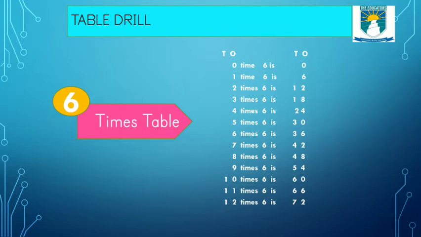Now, you have to tell me: 3 times 6 is 18. 5 times 6 is 30. 8 times 6 is 48. 12 times 6 is 72. 9 times 6 is 54. 0 times 6 is 0.